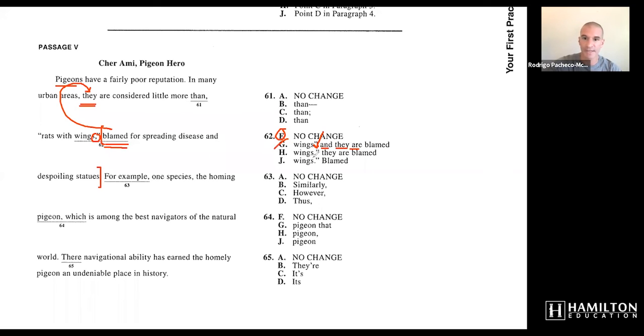H gives us a comma, but no conjunction. This is what we would call a comma splice, when we try to use a comma as a period. So we can eliminate H. And J, we see, gives us a participle phrase as we have with F, but we have a period, which would make the participle phrase stand alone as a sentence. And it is a phrase, so we can't do that. And that's why we would eliminate J.